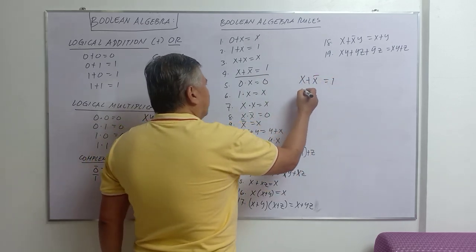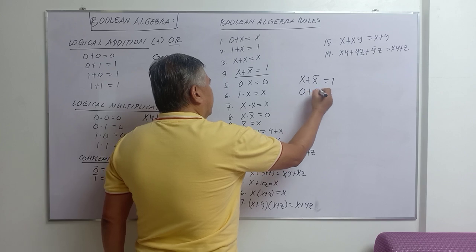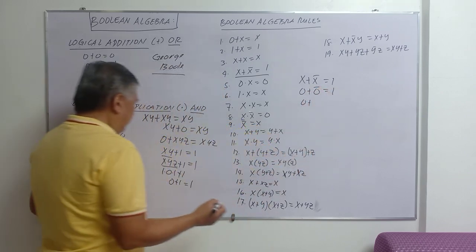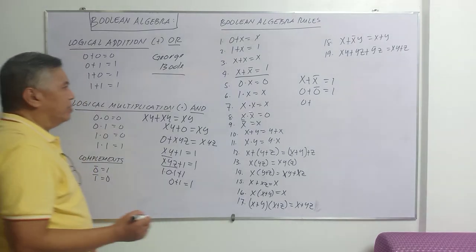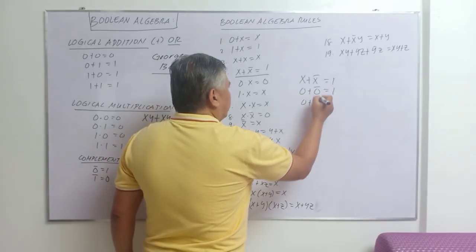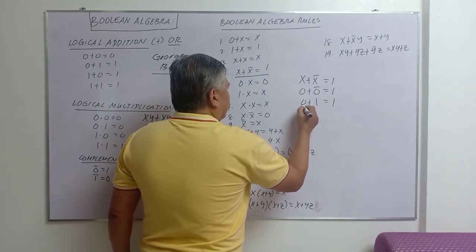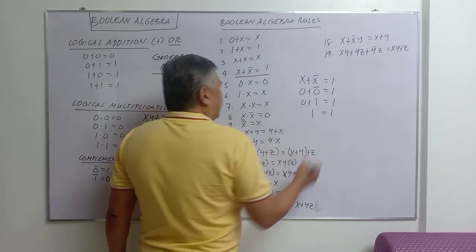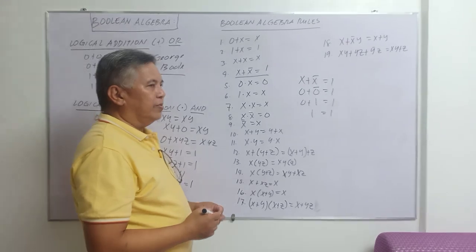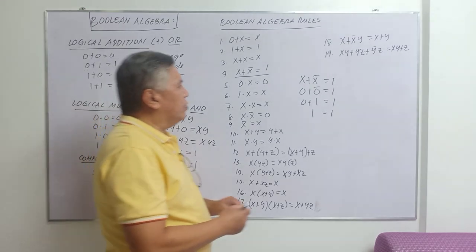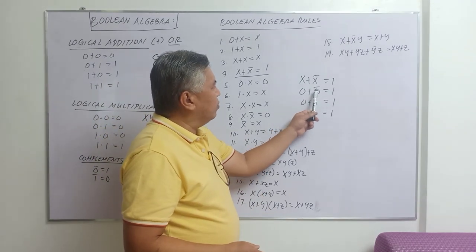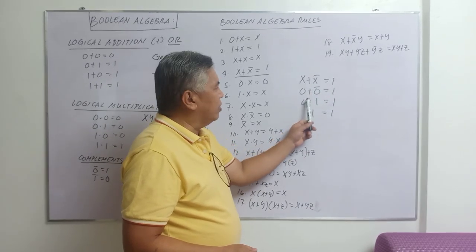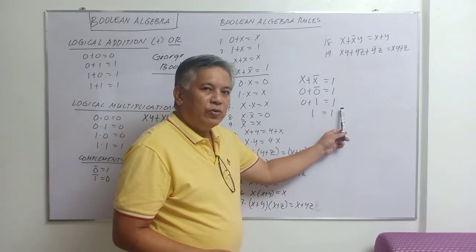So if x is equal to 0, 0 plus 0 complement is equal to 1. 0 plus the complement of 0 here is 1, right? The opposite of 0 is 1. So 0 plus 1, logical addition, is equal to 1, and that is equal to 1 also. So the same, if x is equal to 1, 1 plus 1 complement is equal to 1. 1 plus 1 complement is 0, so 1 plus 0 will still be equal to 1.